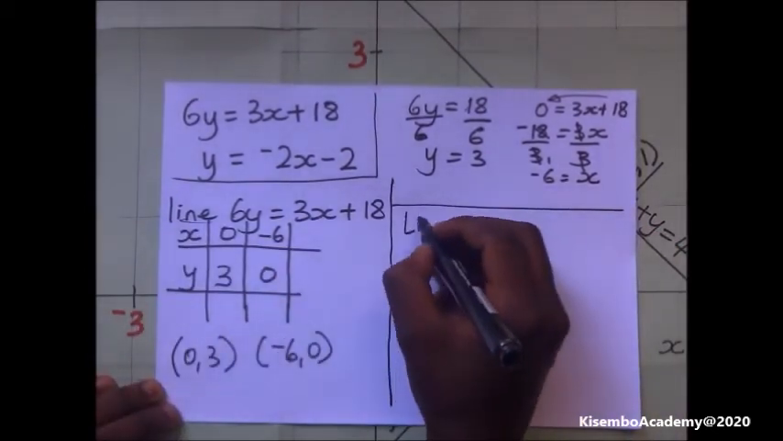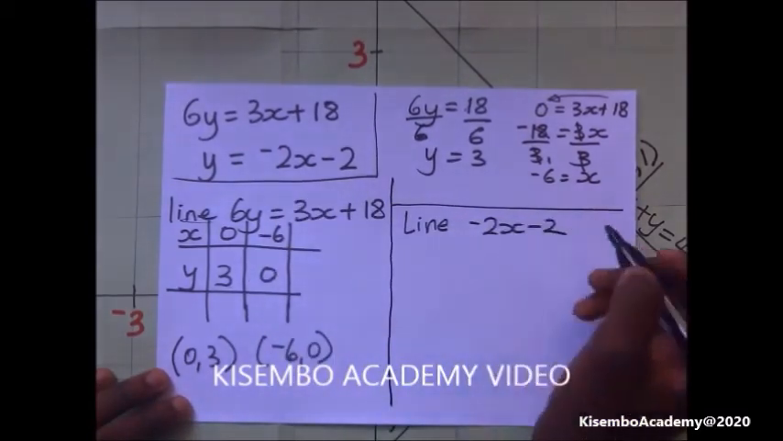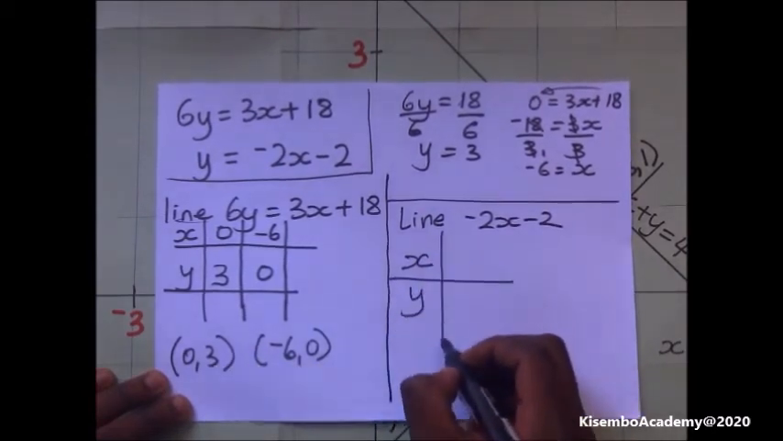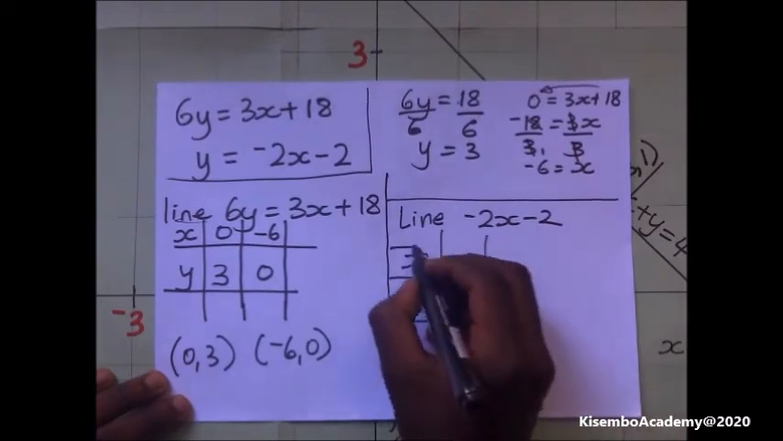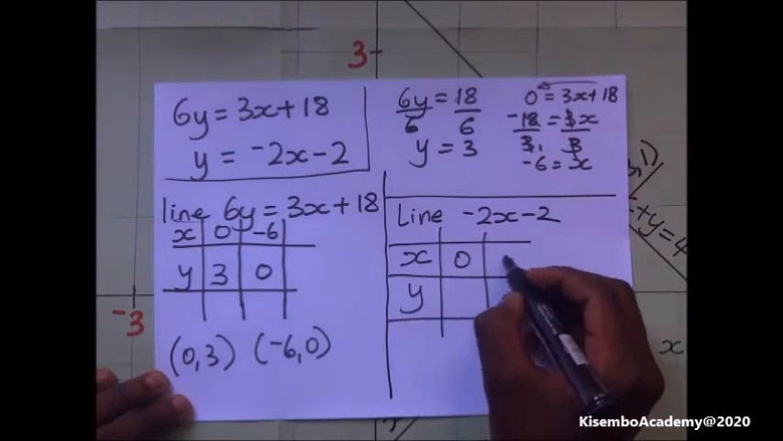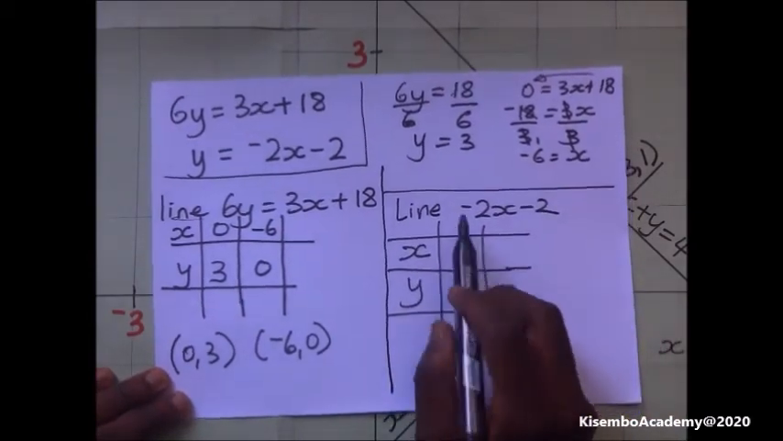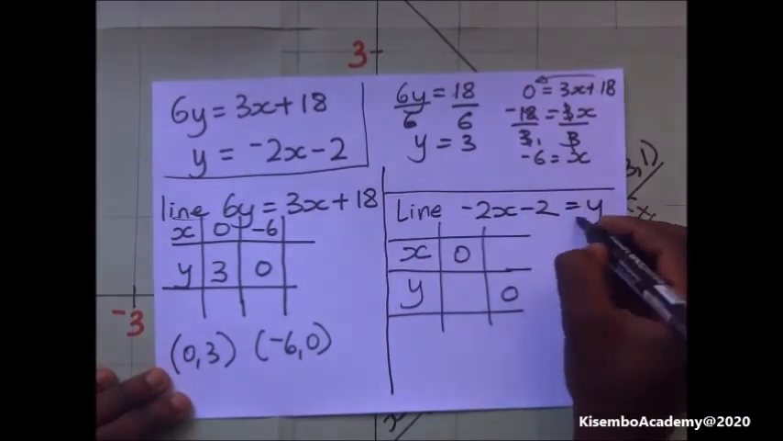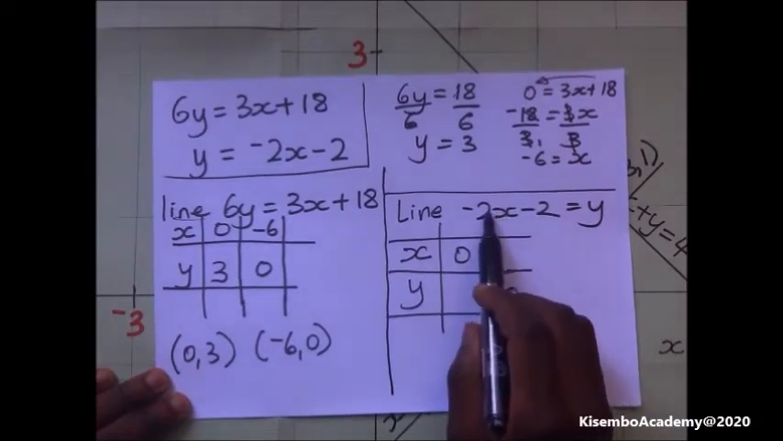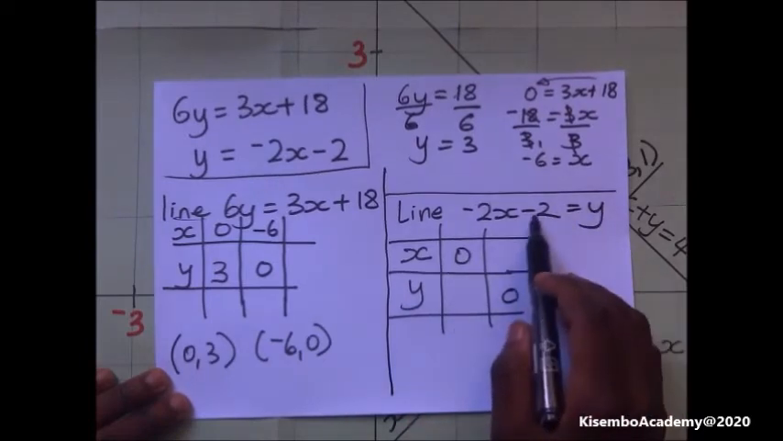So let's look at the next line, y is equal to negative 2x minus 2. Still we shall draw our table, x, y. When x is 0, what is y? When y is 0, what is x? So let's start. When our value of x is 0, what is y? When we put a 0 there, 0 times negative 2, this term dies. So our value of y is going to be negative 2.